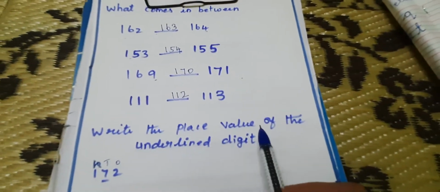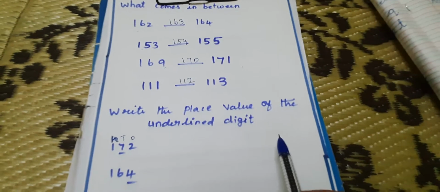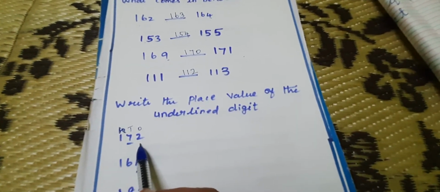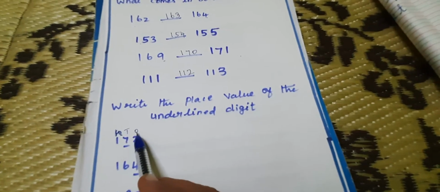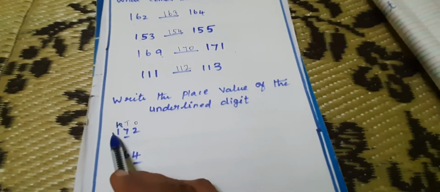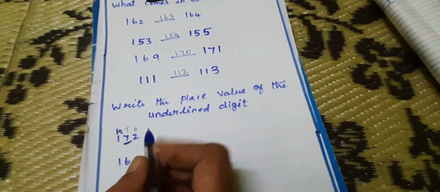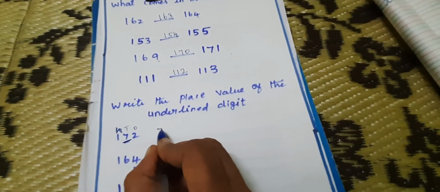Next, write the place value of the underlined digit. 172. Ones, tens, hundreds. 7 is the tens place. 70.